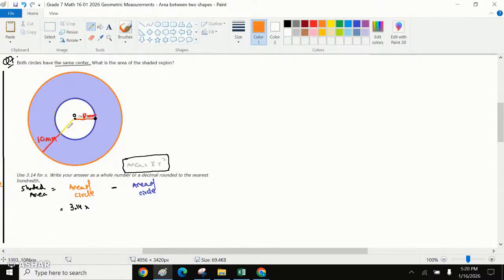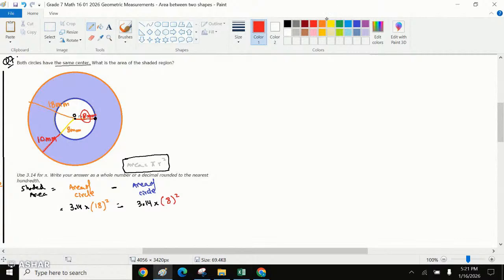So can we say this was also 8 millimeters? That means the total radius would come out to be 18 millimeters. Agreed? Into 18 squared, minus 3.14 into what is the radius of the smaller circle? That was 8, into 8 squared. Right? So can we say that 18 squared is 324?